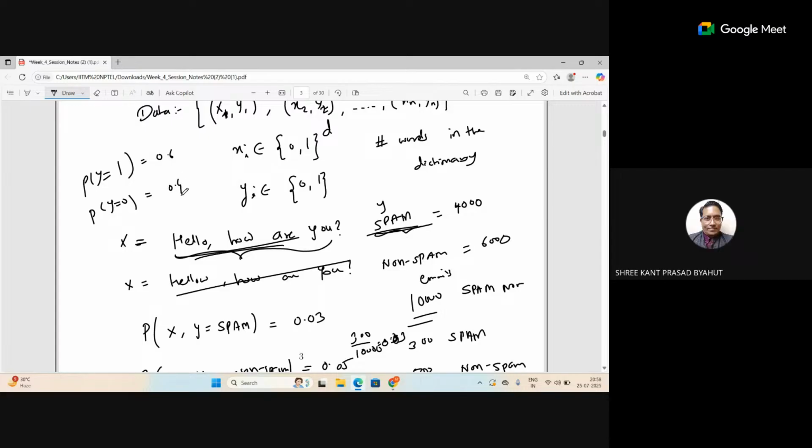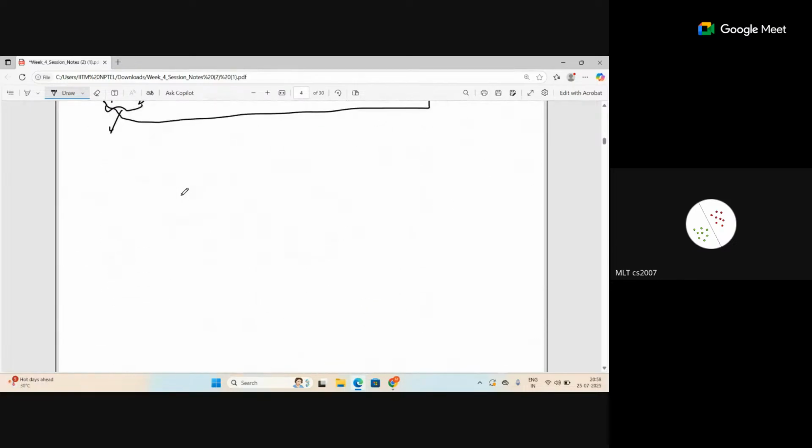Is that okay? So each of these labels, we have only two labels, so they will have some probability. And can I consider this y as a what is it?